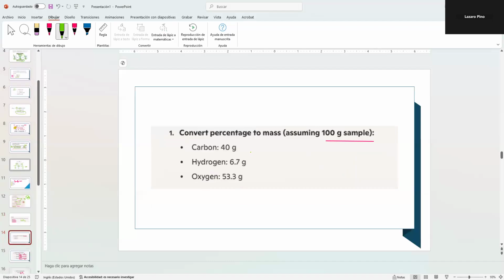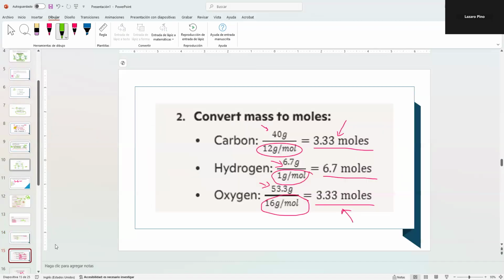Later, what you do? You get these masses and you divide by the corresponding atomic mass. And you get what? Moles of each element.